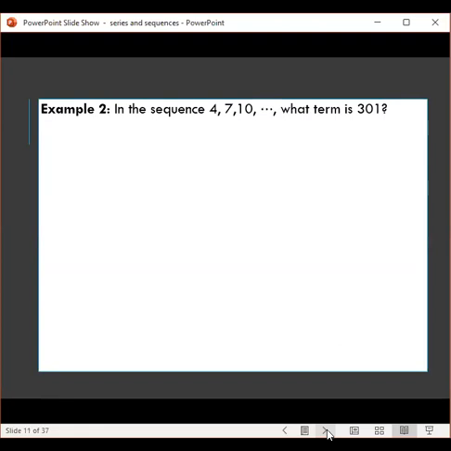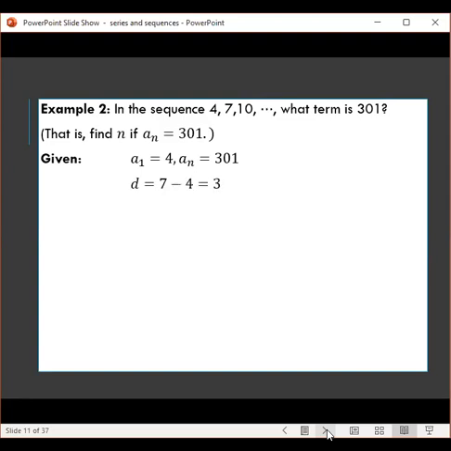Next example, in the sequence 4, 7, 10, what term is 301? So what we want is to find n. Okay, what position in the sequence is 301? So let's identify the given. a sub 1, the first term in the sequence, is 4, and a sub n is 301. What we want is to solve for n. So identify first the common difference. Our common difference, we have 7 minus 4, which is equal to 3, or 10 minus 7 is also equal to 3.